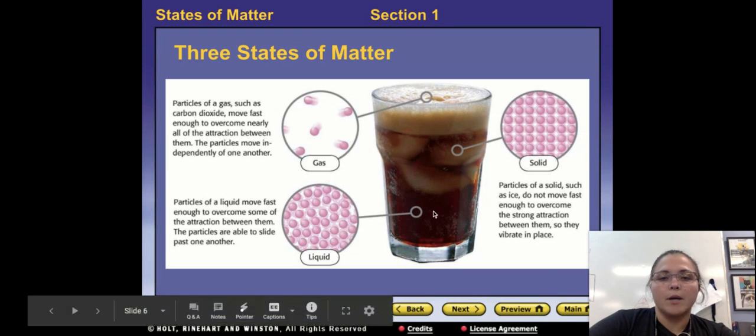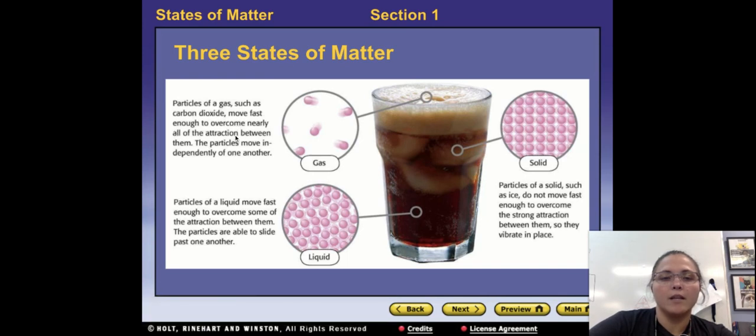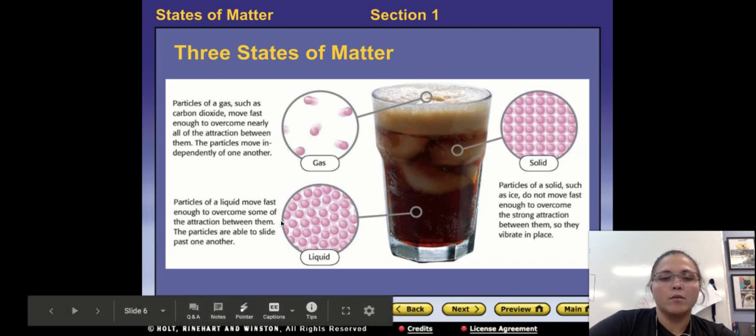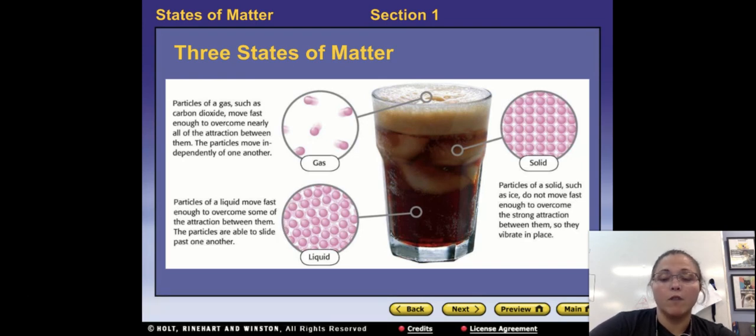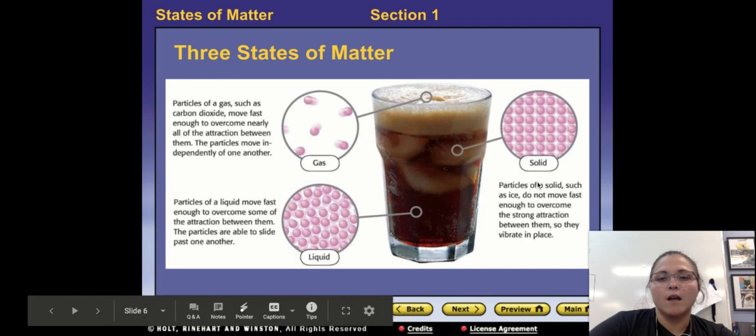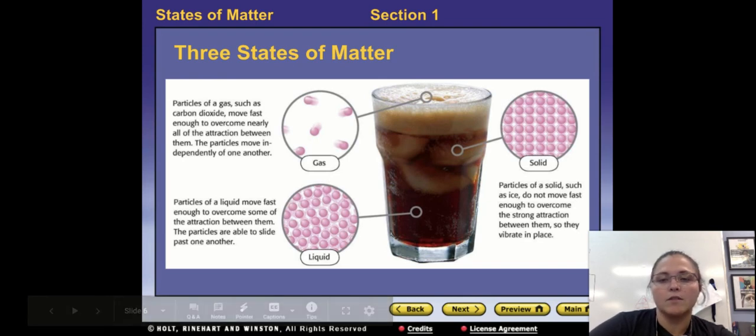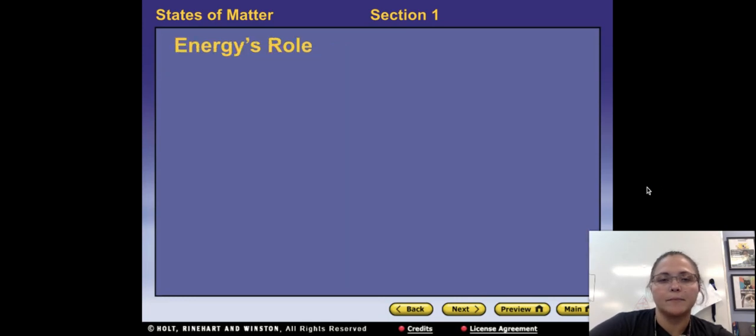So the three states of matter, you can see this cup of pop. Gas would be the particles of gas like carbon dioxide. They're moving super fast. They overcome nearly all of the attraction between them. Liquid, particles of liquid move fast enough to overcome some of the attraction between them, so they flow past each other. And then solid particles are super connected together. They do not move fast enough to overcome the attraction between them, and they vibrate in place.